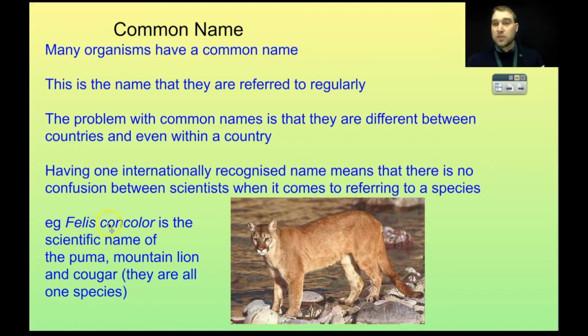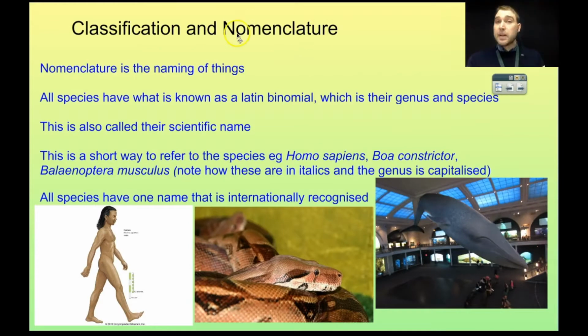This name also gives us information about the species. So Felis is the genus, that is cats. So it is a cat. It is a species of cat. So by having a scientific name, we can avoid issues of having common names, which change depending on where you are in the world. This is all about nomenclature.